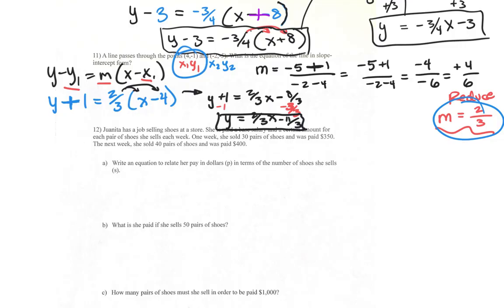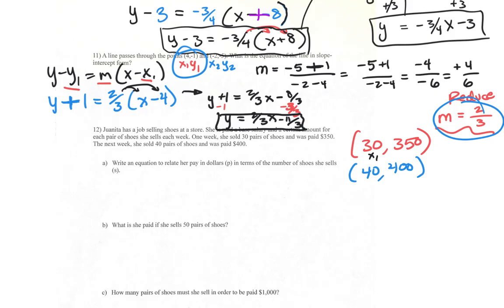All right, now we got Juanita in her shoes. Write an equation to relate her pay in dollars. Oh, so if I want to write an equation, I need the slope. So I know that Juanita sold 30 pairs and got paid $350. And then she sold 40 pairs and got paid $400. So I need to see what her rate was per shoe.